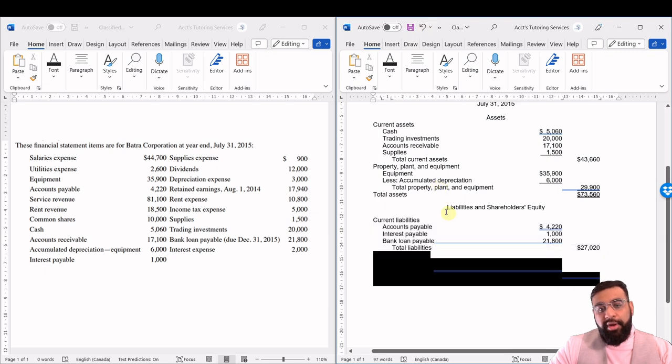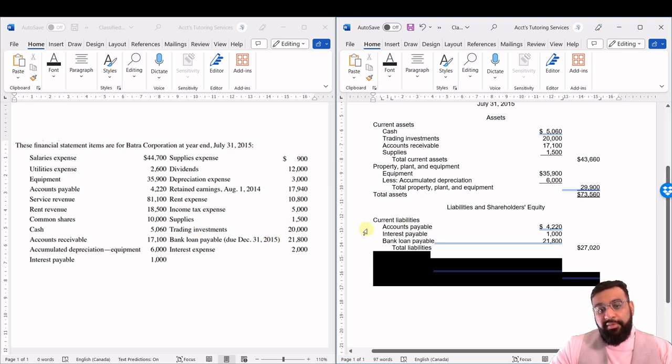We're going to take the current liabilities first. In this specific question, there are no long-term liabilities. The only potential one that could be long-term in nature is bank loan payable. However, this is due December 31st, 2015. So this is current in nature because once again, we're doing the balance sheet for July 31st, 2015. If, for example, this was December 31st, 2017, then it would be long-term in nature. However, that's not the case for this specific question.